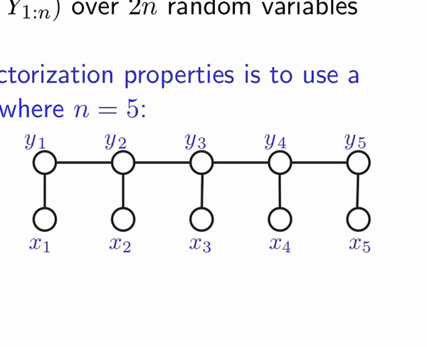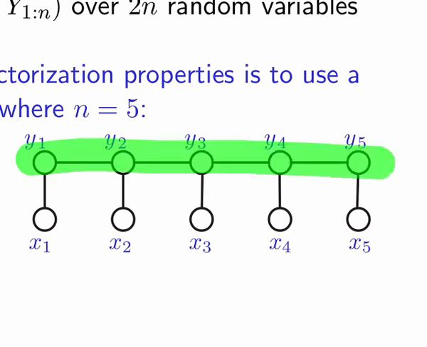So we have two sets of random variables. The first set of random variables corresponds to a first-order Markov chain. This first-order Markov chain says that, for example, y3 is independent of y1 given y2, and y4 is independent of y2 given y3. And in general, the first-order Markov chain has, in some sense, separability properties in a graph.